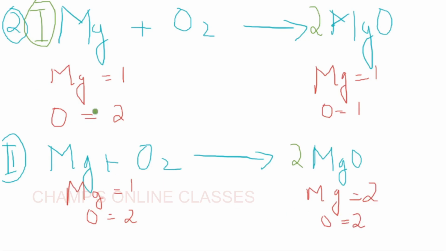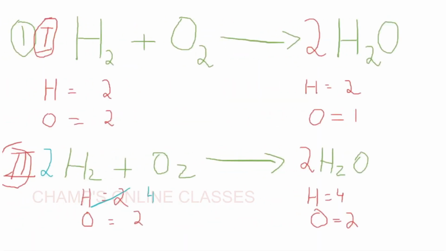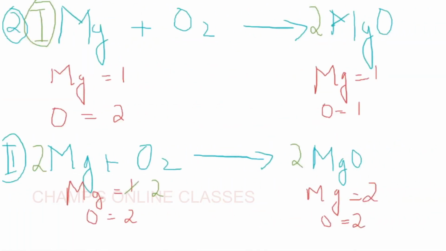How will we balance magnesium? To make the reactant side 2, we will just multiply Mg with 2. So you can see it's balanced now. There's 2 magnesium, there's 2 magnesium, there's 2 oxygen, there's 2 oxygen. So our first and second equations were similar.